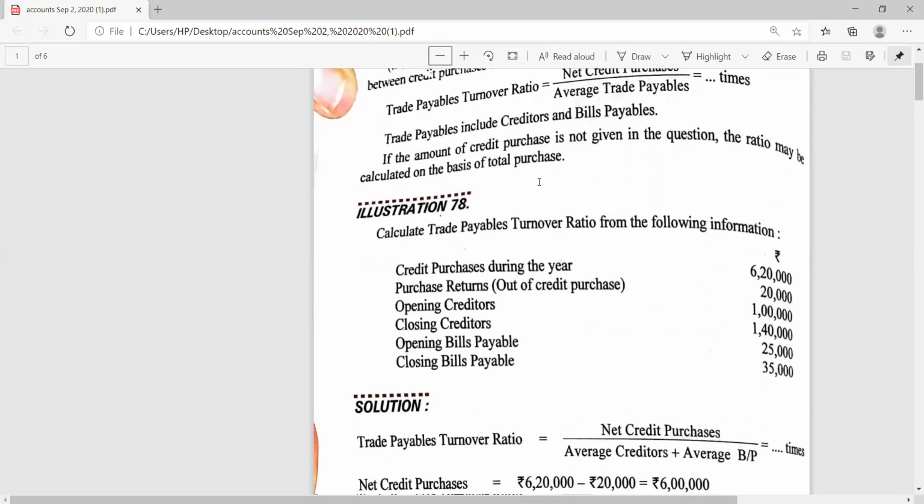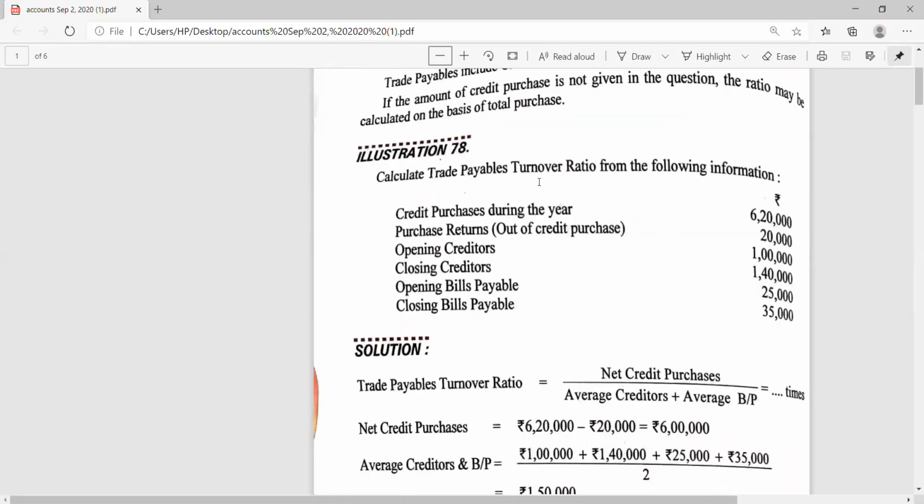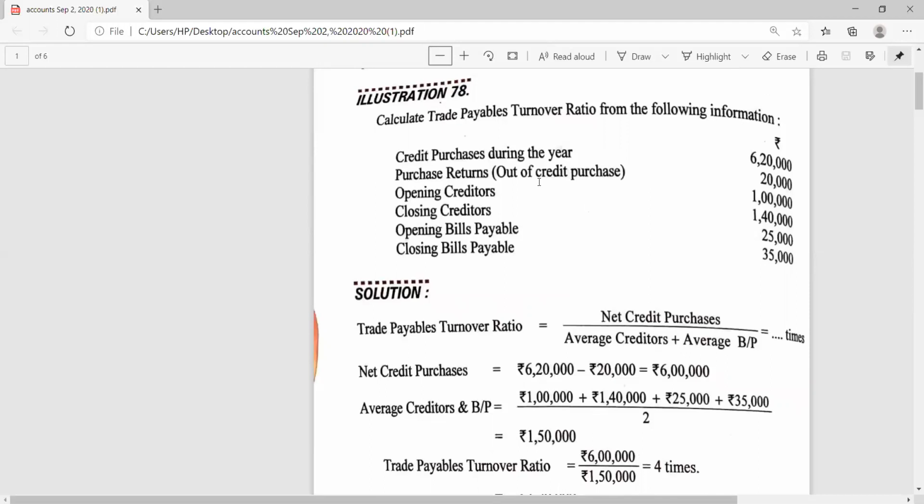Credit purchases during the year are 6,20,000. Purchase return out of credit purchase is 20,000. Then opening creditors and closing creditors, opening bills payable and closing bills payable. For the trade payable, we have to combine creditors as well as bills payable. Now, credit purchase during the year and returns are given to us, so with the help of this, we can calculate the net credit purchase.